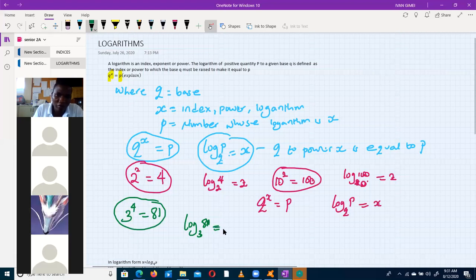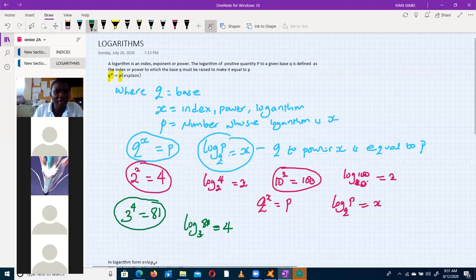So here we're simply saying log of 81 base 3 is the same as 4. Log of 81 to base 3 is the same as 4. Now what about this? Log of, maybe we can say, 8 to base 2.